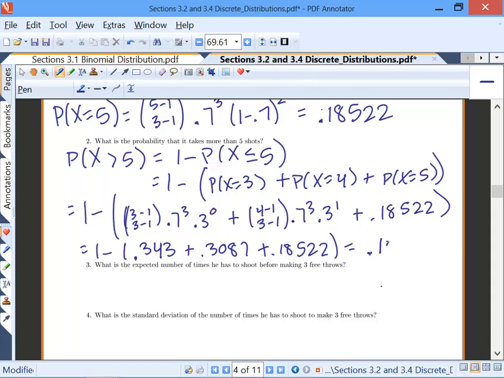So 0.16308. So about a 16% chance that it's going to take him more than 5 shots.